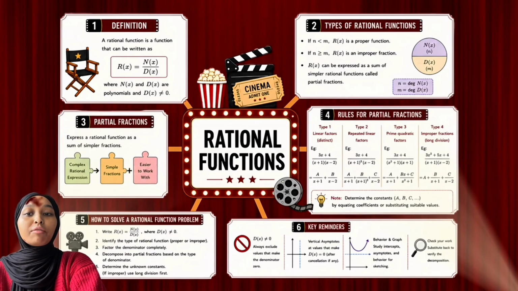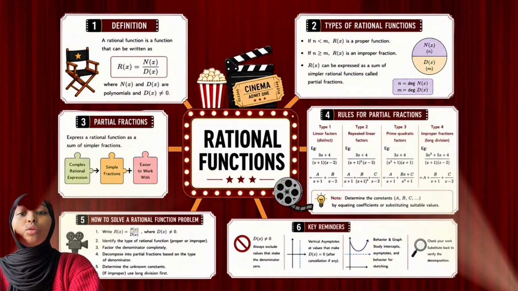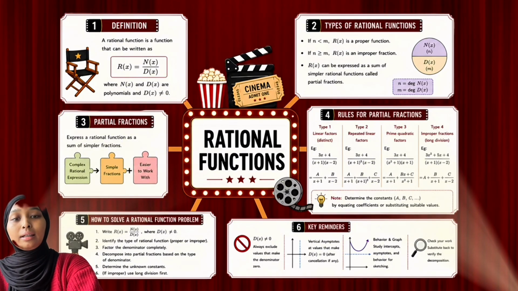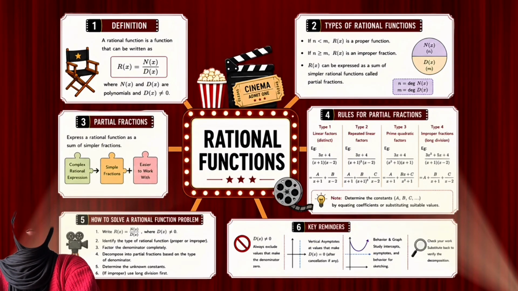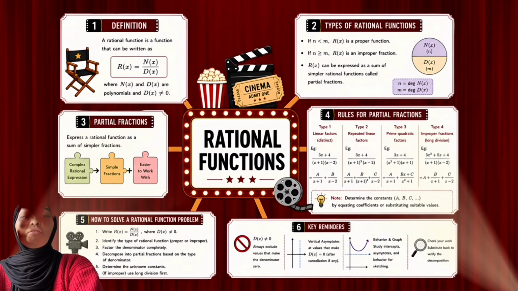A proper rational function occurs when the degree of the numerator is smaller than the degree of the denominator. An improper rational function occurs when the degree of the numerator is equal to or greater than the degree of the denominator. For an improper rational function, we normally use polynomial long division first.